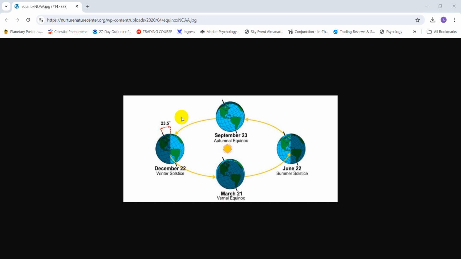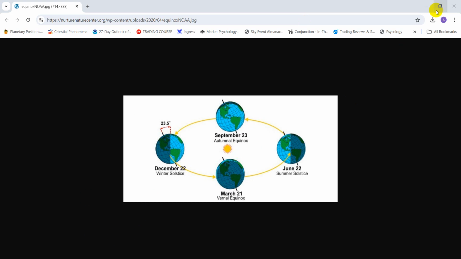And when the season is changing on the earth, then definitely it will have a big impact on human beings. And if human beings are getting impacted, then they will impact the stock market, financial markets, commodity markets, all that. So, do these things really work?